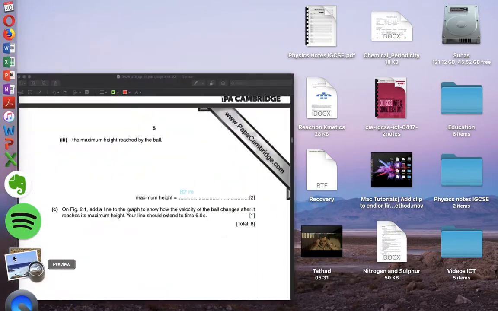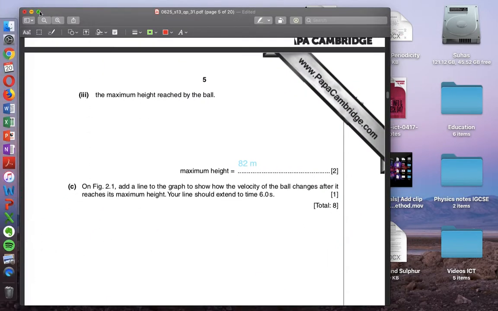Yeah, so I'm just gonna restart this one. So I'll just have the file open there.